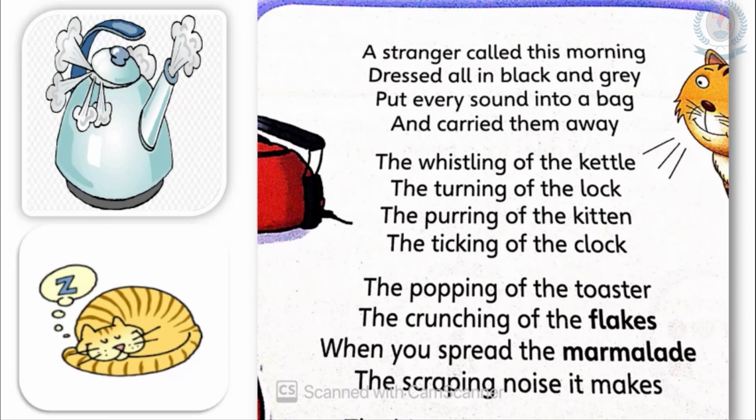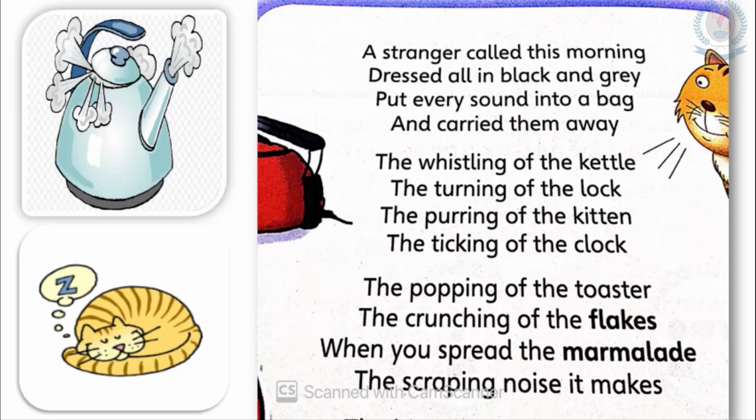All of you start reading the first verse with me now. Okay, are you ready? 1, 2, 3. A stranger called this morning, dressed all in black and grey, put every sound into a bag and carried them away. A stranger called this morning.